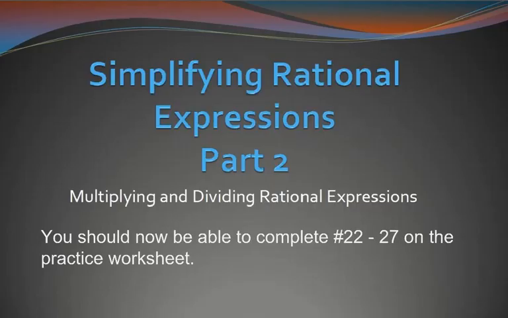Okay, you should now be able to complete numbers 22 through 27 on the practice worksheet. If you need help, please come in and get some help with your teacher, and come and check your answers to make sure that you're doing it right if you have any questions.